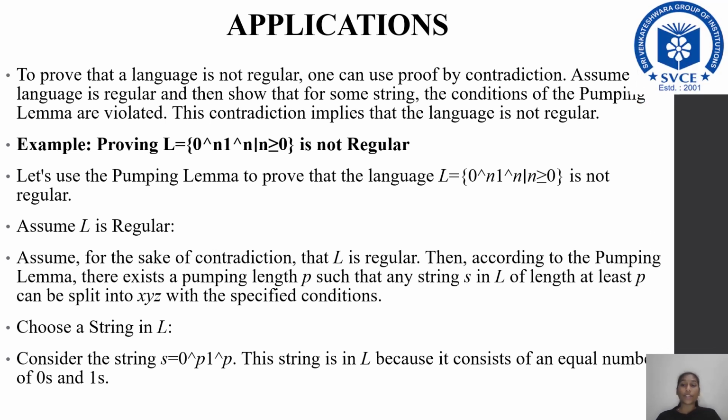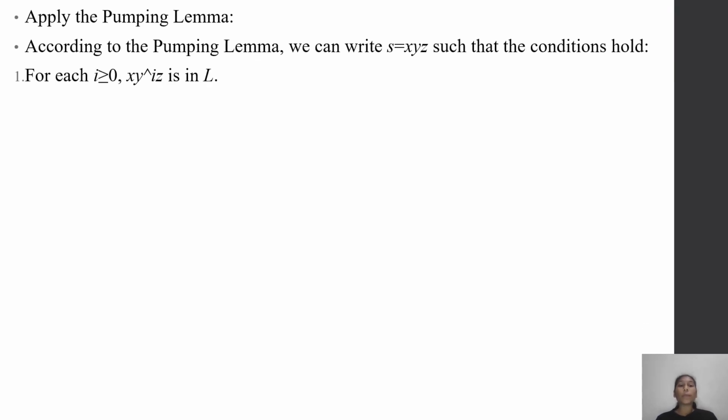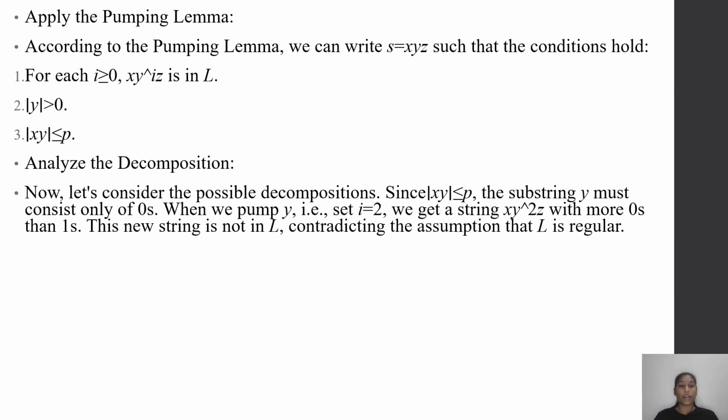This is our string. Now, applying the pumping lemma, we write the string as xyz such that the conditions hold: for i greater than or equal to 0, x y^i z should be in L; |y| should be greater than 0; and |xy| should be less than or equal to P. Now, let us take our string and consider the possible decompositions.